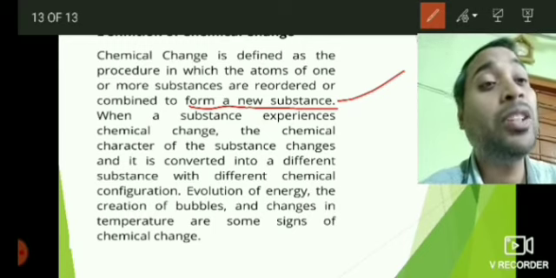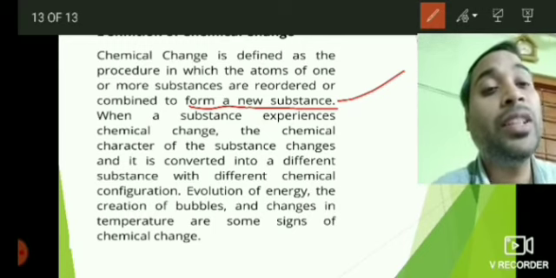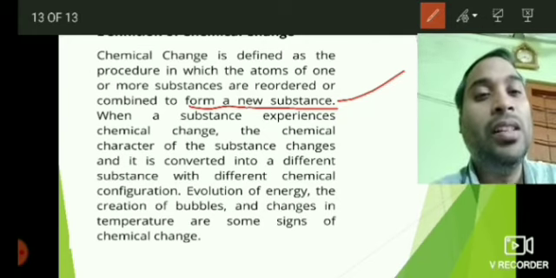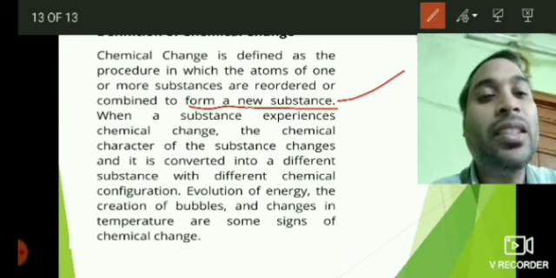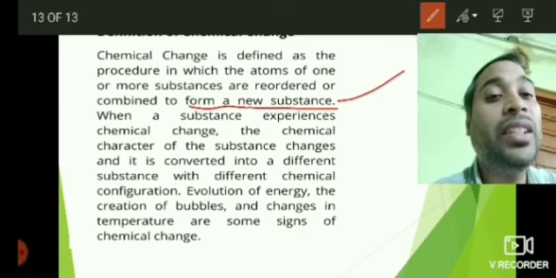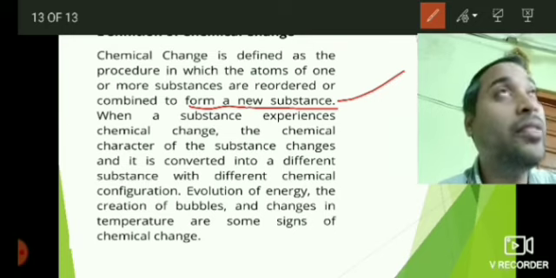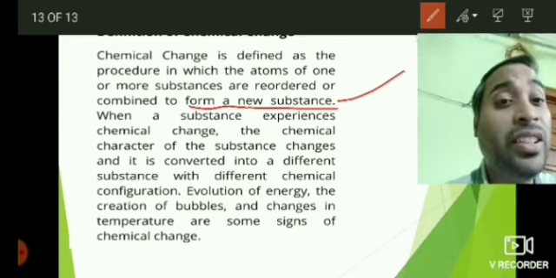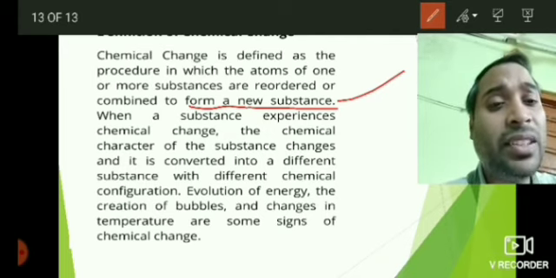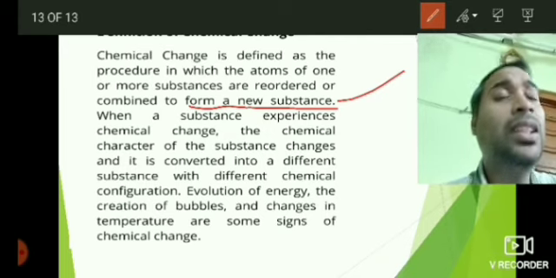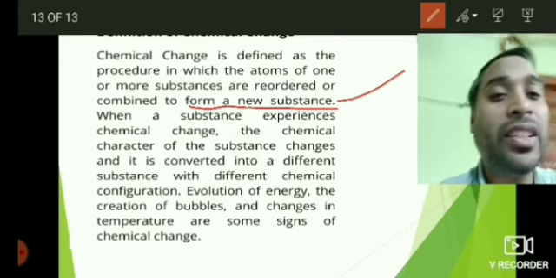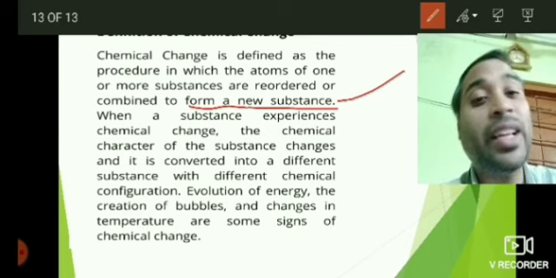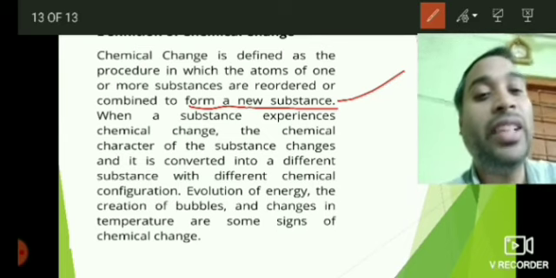There is a change in the chemical properties of the substance, hence we call them a chemical change. The chemical characteristics of the substance change and it is converted into a different substance with a different chemical configuration. So altogether the chemical properties of the substance change. Now certain examples like evolution of energy. So what is accompanied in a chemical change? Evolution of energy, the creation of bubbles and changes in temperature are some signs of chemical changes.